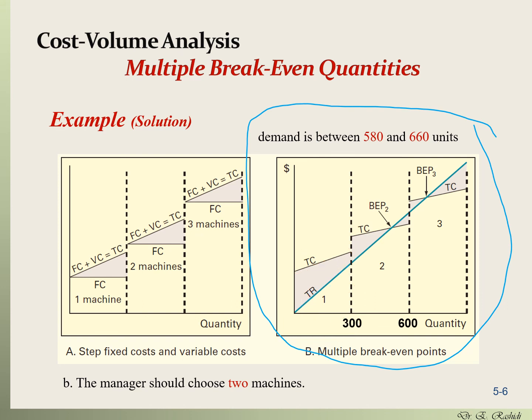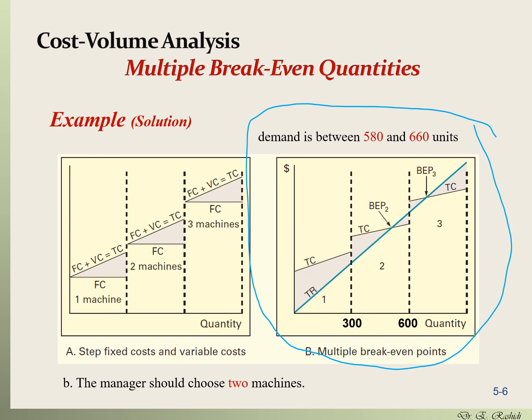For two machines, the output is between 300 and 600. So it's going to be this range. And as we computed, there is actually a break-even point, and you can see it here. This is the total revenue line, and this is the total cost line, which intersect here, crossover. That's the break-even point for two machines as we computed.